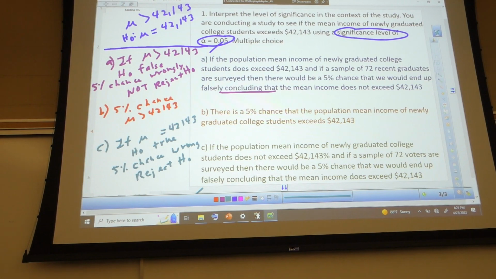Wait, so it's C? So yes, this one's C. Jason's like, let's get back to the real thing. It's C, right?